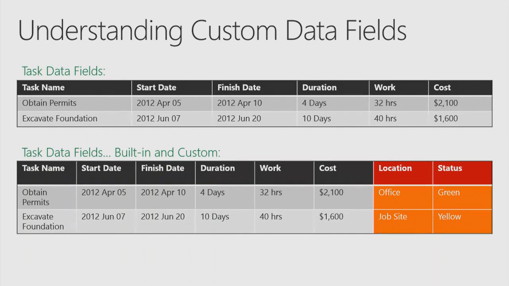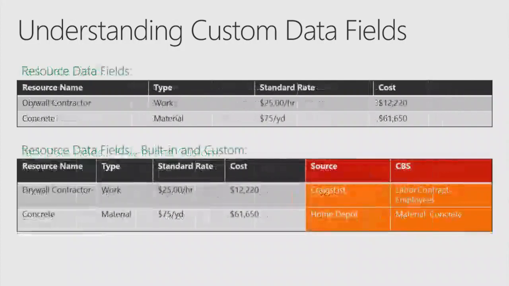That stuff is all built in. But if you want to track other types of information for your tasks or for your resources on your projects, then there's this construct of custom fields that you can create. For example, there's no built-in location field, there's no built-in status field in Microsoft Project, but there's a construct in there where you can create it if you want, so that you can track those additional attributes if you need to. Same thing for resources here.